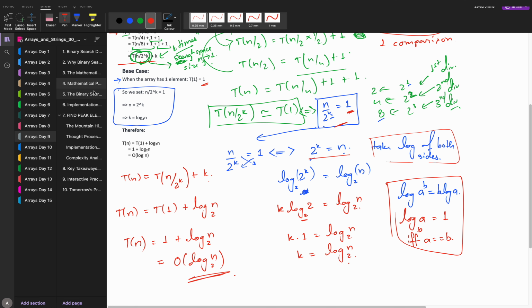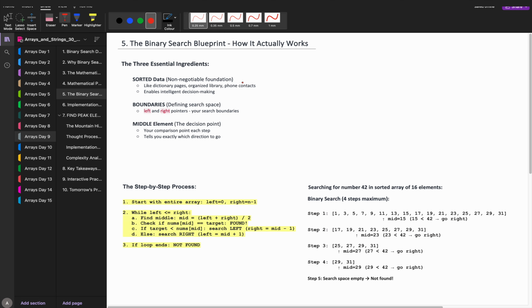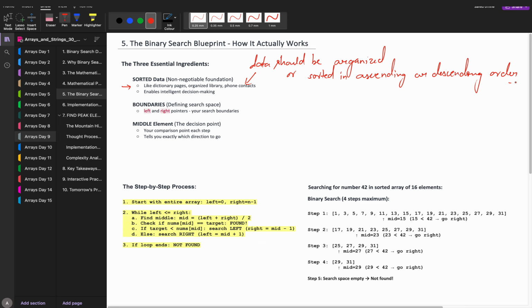Now, let's move to the binary search blueprint, how it actually works. There are three essential ingredients for this to work. What is the first one? The non-negotiable foundation. What is that foundation? Like dictionary pages, an organized library, phone contacts. So the data should be organized, or you can say sorted in some order, ascending or descending order. So the data should be sorted.